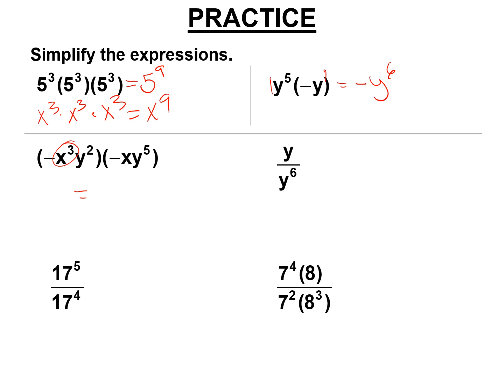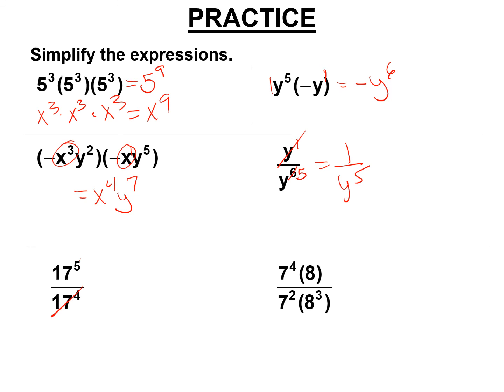X cubed times x to the first is x to the 4th, right? This is multiplying, so we're adding the exponents. Y squared times y to the 5th is y to the 7th. This is x to the 4th times y to the 7th. Multiplying powers, add exponents. Y over y to the 6th, this 1y goes away, and you have 6 minus 5, 1, but this is 1 over y to the 5th.